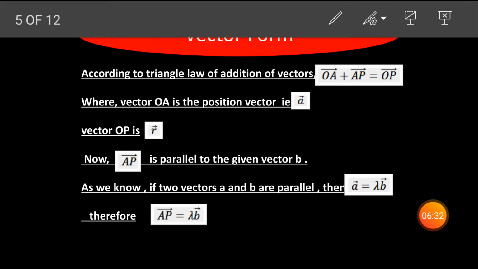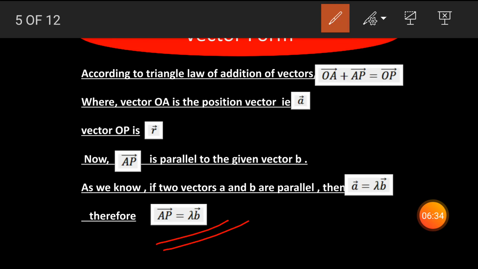So this is what we are going to focus on: AP vector is on the line L, and this is your AP vector, and this is parallel to B vector. So we can write AP vector is lambda times B vector. So we got this one.